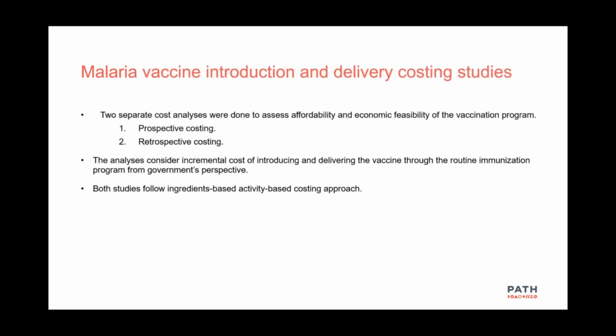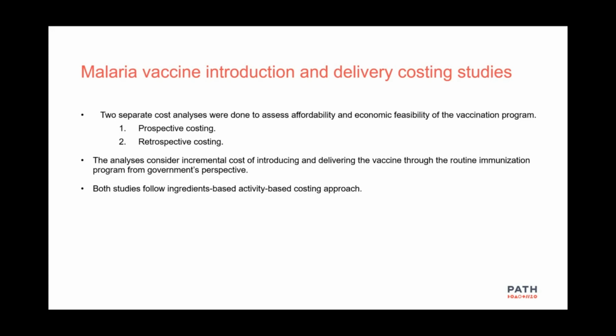And the reason it was important to do the costing was because RTS,S was recommended as a 4-dose vaccine, which is quite a number of doses, requiring some additional touch points for children to come in for vaccination, as well as the 4th dose was delivered at around 24 months, which is not a typical time when children get vaccinated. So it was important to understand how much extra it would cost for the program to deliver that vaccine.